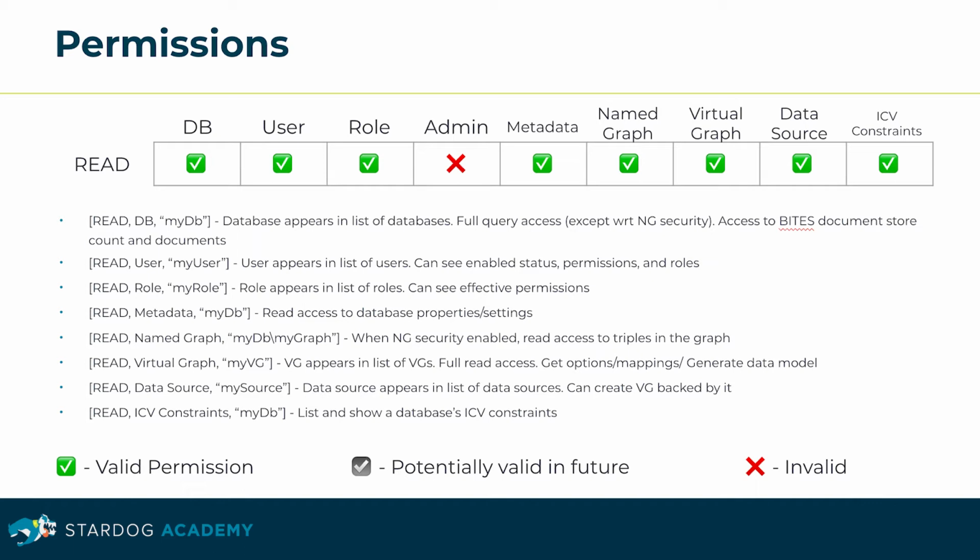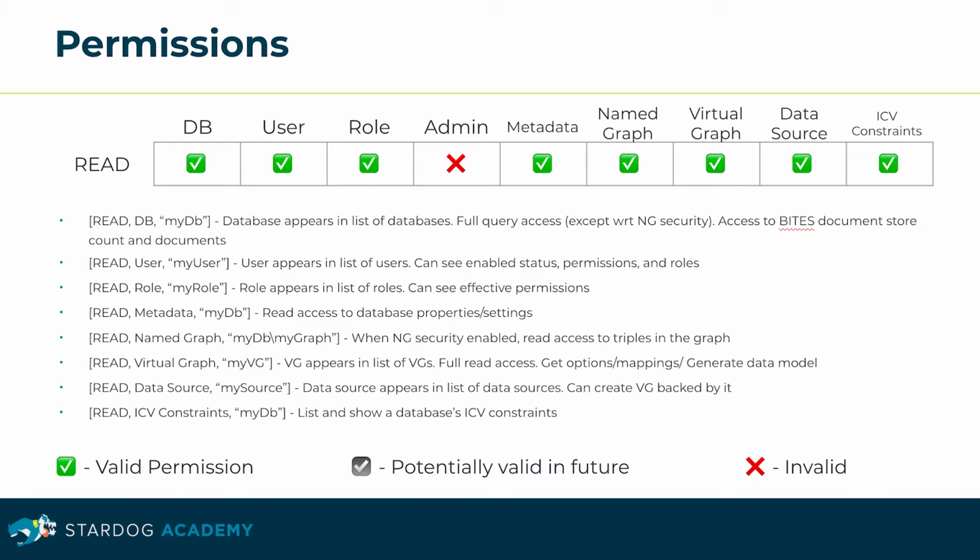When specifying a named graph, you need to first specify a database, then a backslash, and then the URI of the named graph. Wildcards do not work on named graph permissions. Everything must be explicit. Note that the subject would also need read permission on the database itself in order to see the named graph within it.